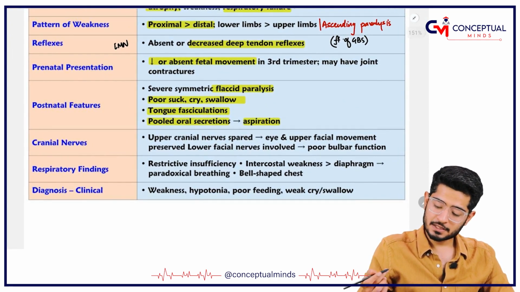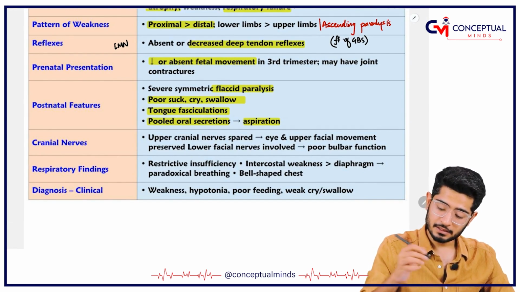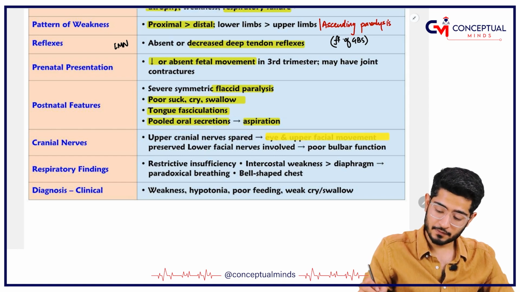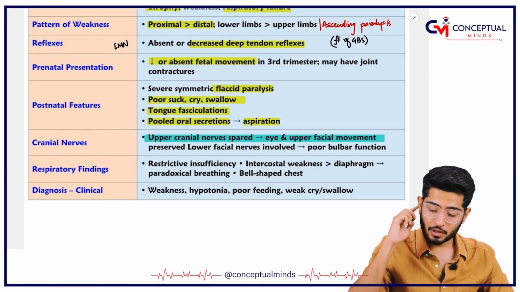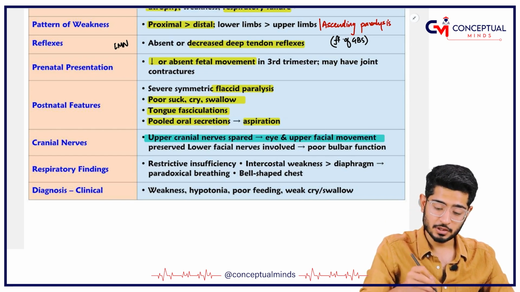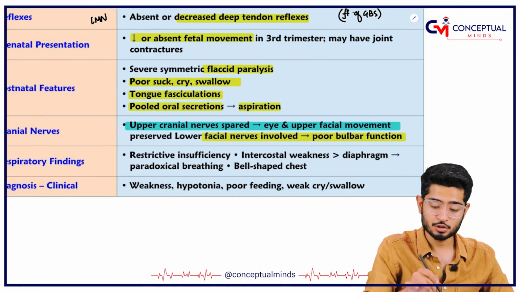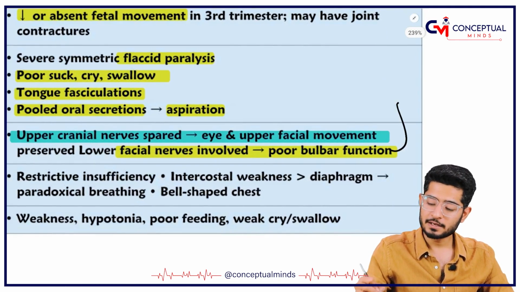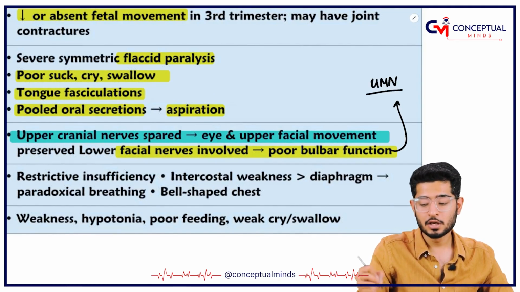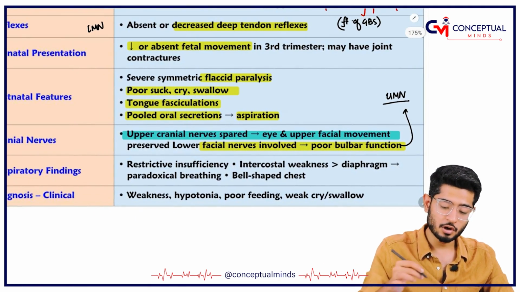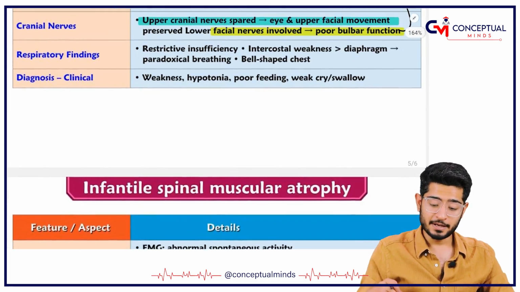Upper cranial nerves are actually spared. Remember that the eye muscles and the upper facial muscles are preserved, but the problem is going to be the lower facial nerves. There is poor bulbar function, because I think you know that in the seventh nerve the lower part is controlled by UMN. So bulbar function is lost, but the upper part is comparatively fine.